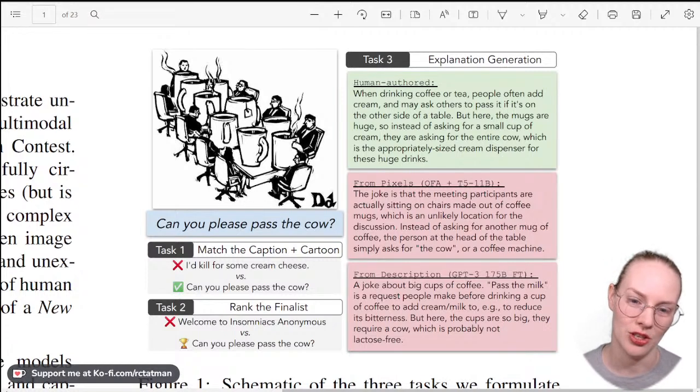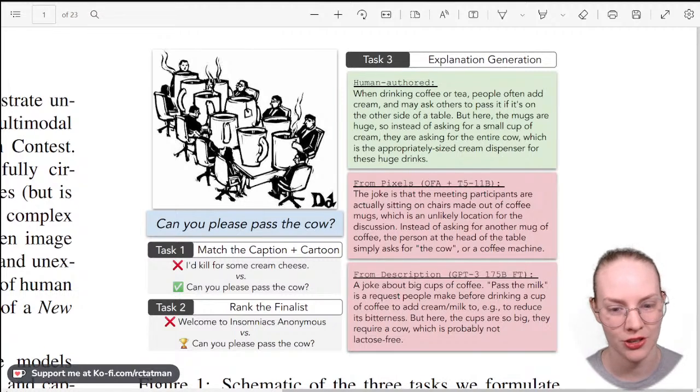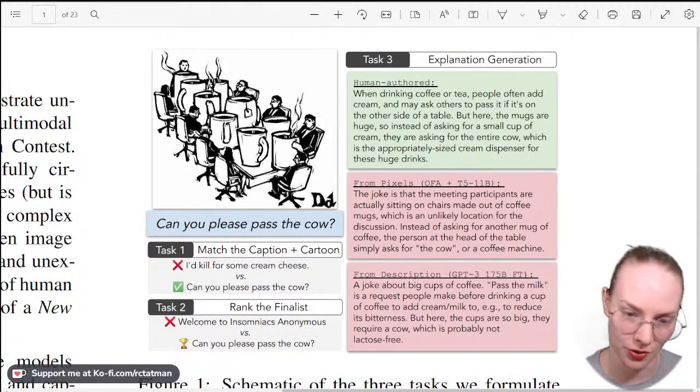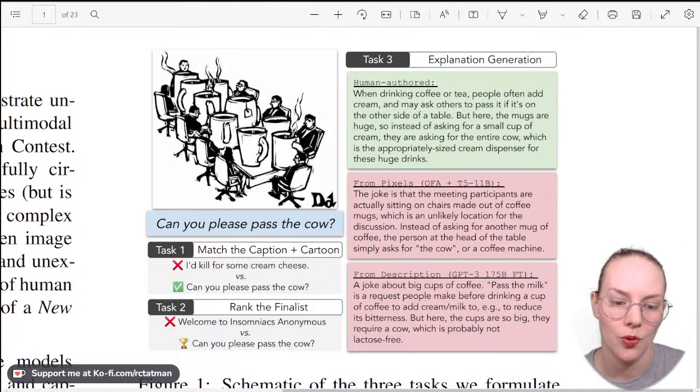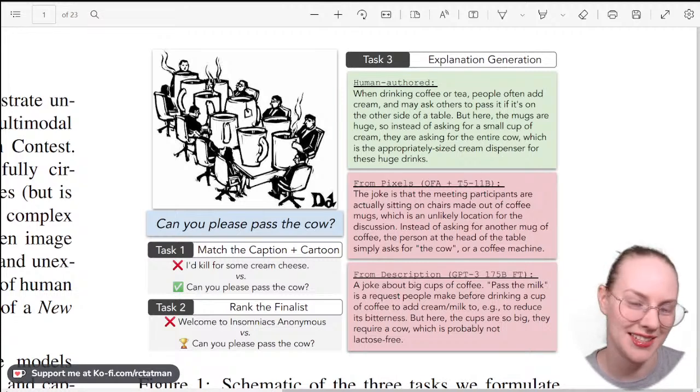And then the GPT model is a joke about big cups of coffee. Pass the milk is a request people make before drinking a cup of coffee to add cream, milk, e.g. to reduce the bitterness. But here the cups are so big they require a cow, which is probably not lactose free. So some of the things in there are right, but some of the things are wrong, right? They're just sort of not relevant to the actual caption. So they're extraneous information.